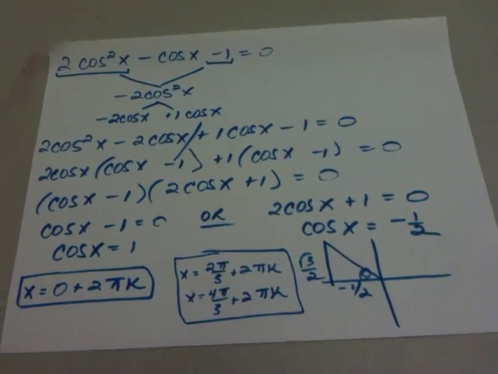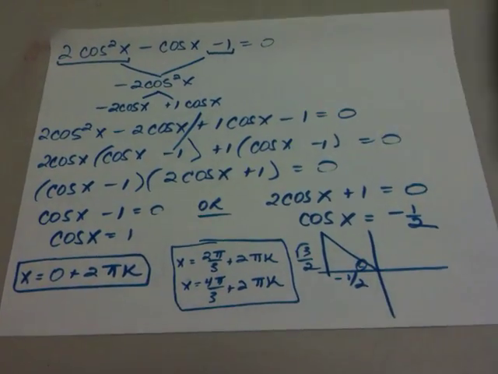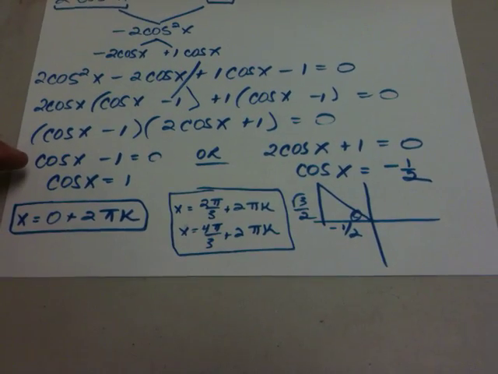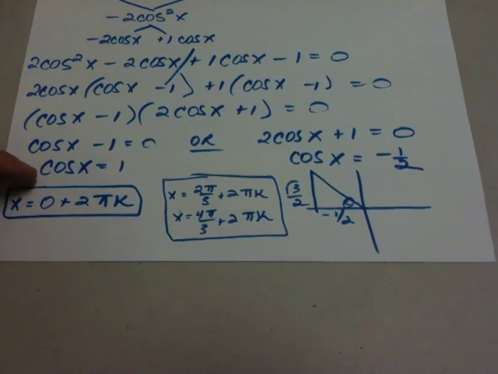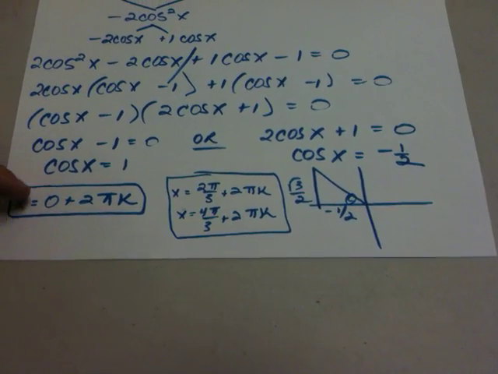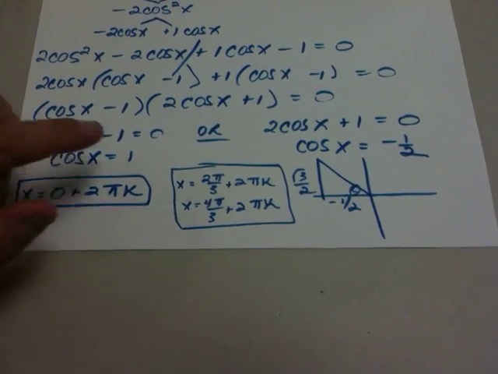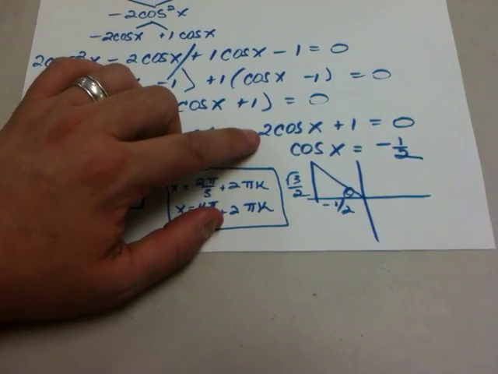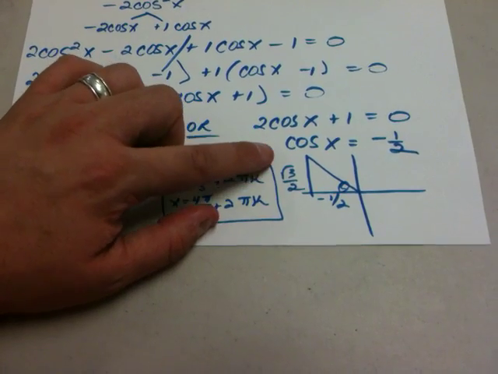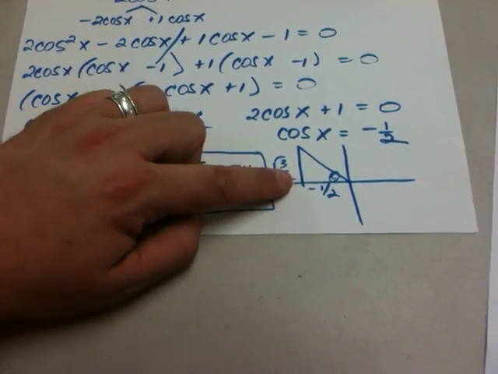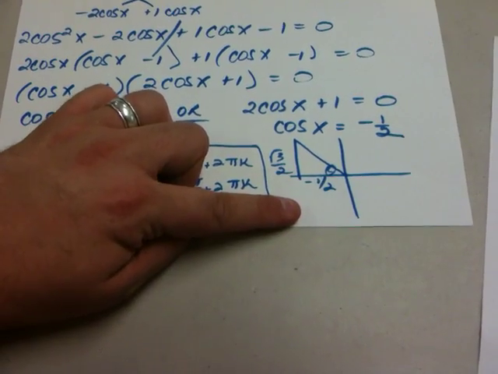From here, we're going to set each factor equal to 0. We're going to solve it out. For the first factor, if the cosine of x minus 1 is equal to 0, that means cosine of x is equal to 1. So x will be 0 plus 2 pi k. For the second factor, if 2 cosine of x plus 1 is equal to 0, cosine of x equals negative a half. I'm going to look in quadrants 3 and 4 for my answers.